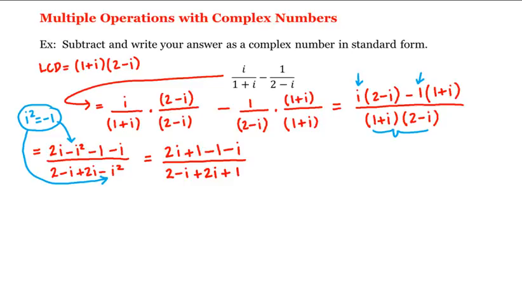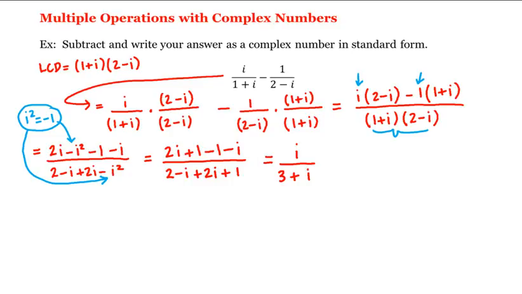plus 1. Now let's combine like terms in both the numerator and denominator. The real part in the numerator is 0, isn't it? Because 1 minus 1 is 0. And the imaginary part is 2i minus i, which is i. And in the denominator, the real part is 2 plus 1, which is 3. And the imaginary part is negative i plus 2i, which is positive i.